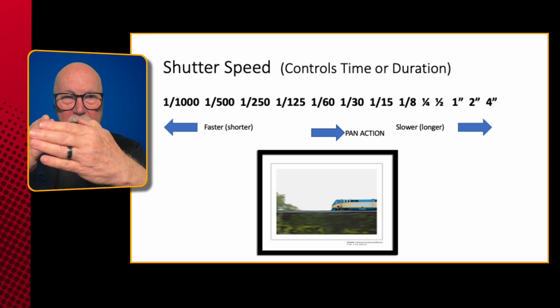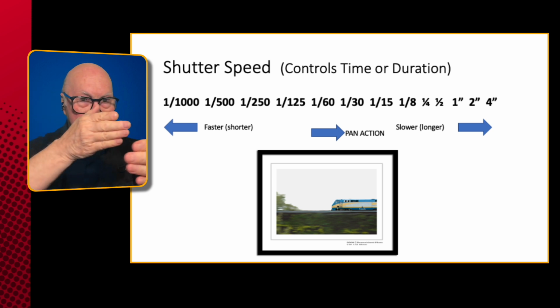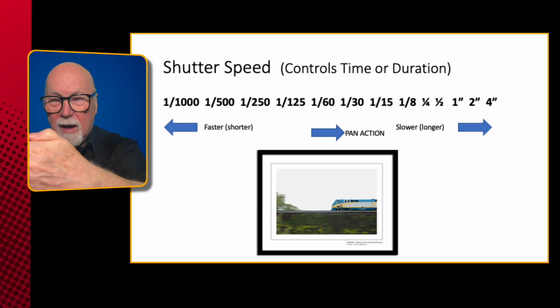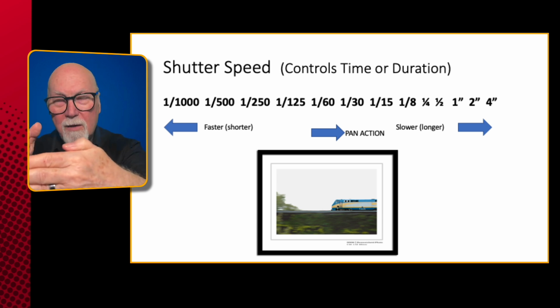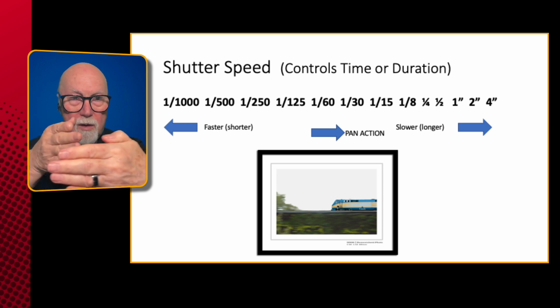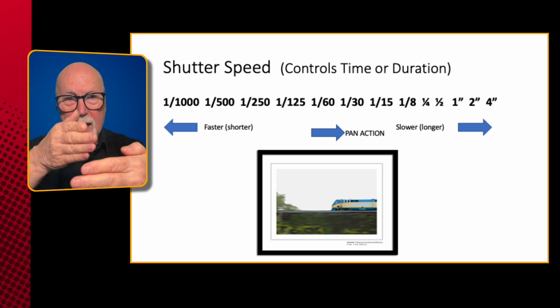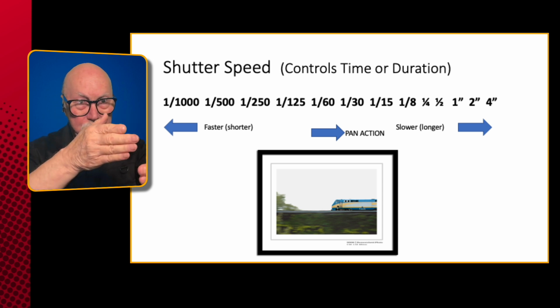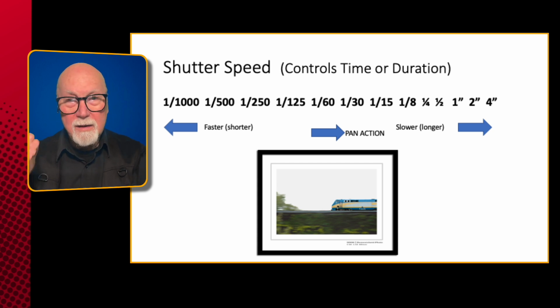What happens with pan action is that your camera will follow the action of the moving object, and with the long shutter speed, again, not too long, 30th of a second, maybe a 15th, you take the shot and the relative position of the camera to the subject is the same. What will be blurred is the background. This will be a good way of showing motion.